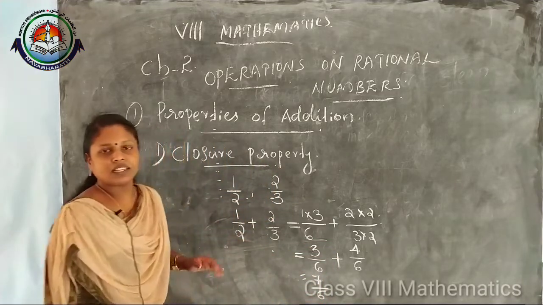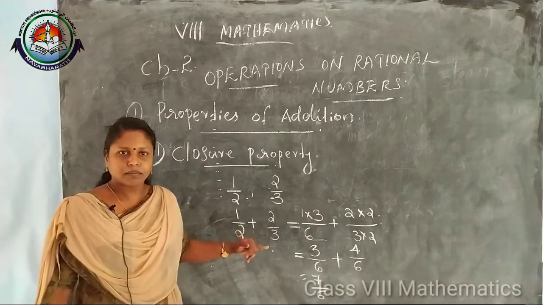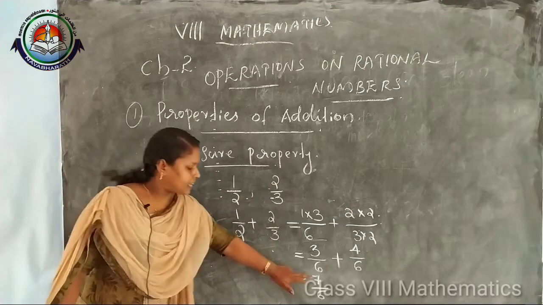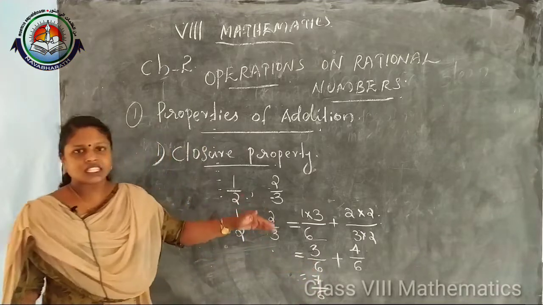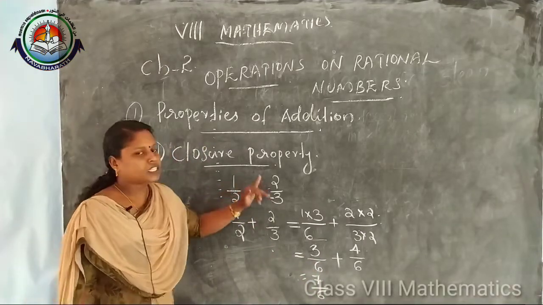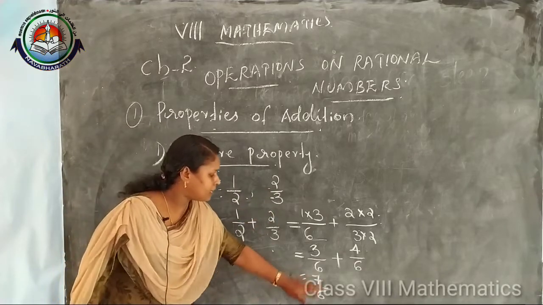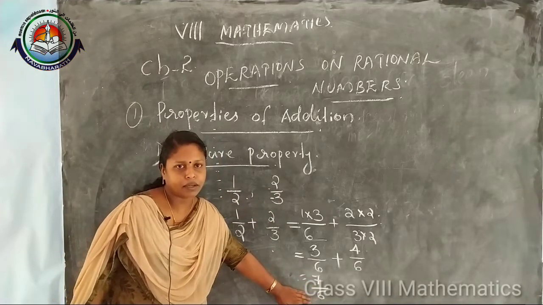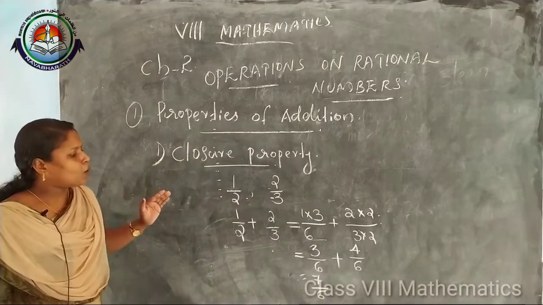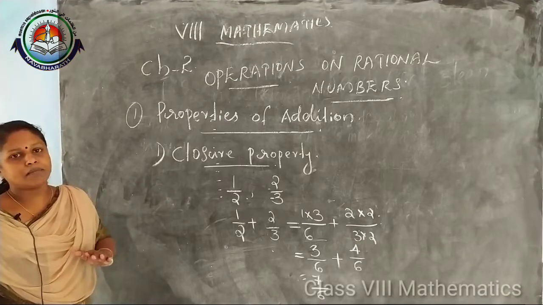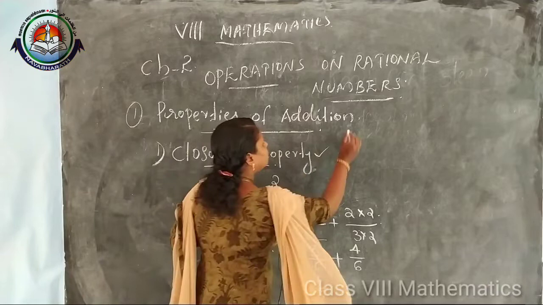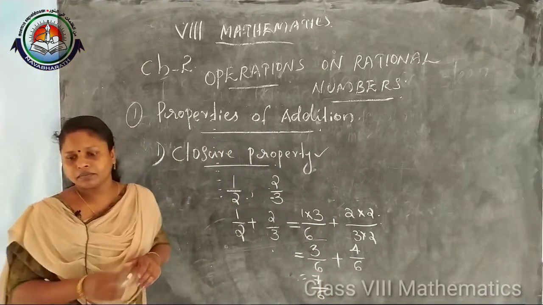Which type of number is 7 by 6? Is it a natural number? Is it a whole number? Is it an integer? No. 7 by 6 is a rational number. So when we add two rational numbers, our sum is also a rational number. So we can conclude that the sum of any two rational numbers is also a rational number. That is our closure property.